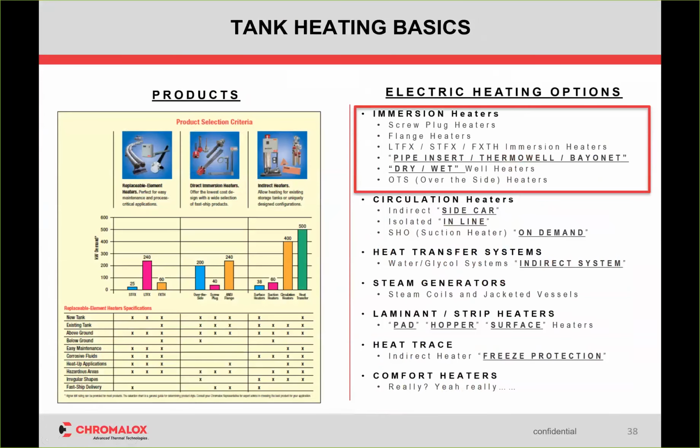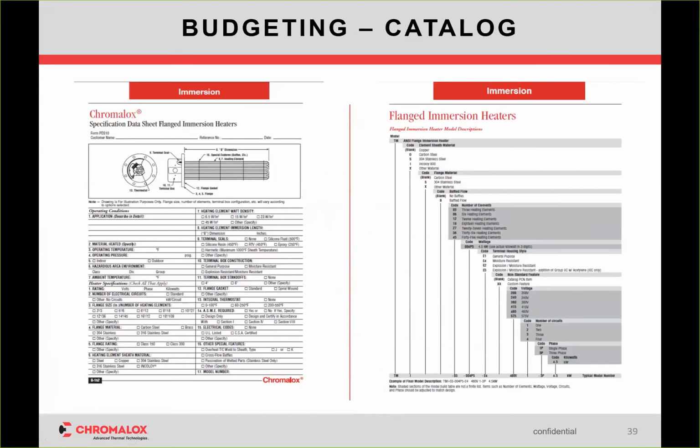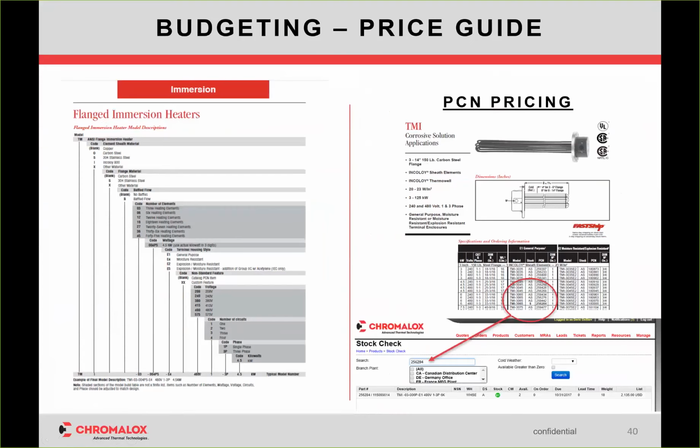Let's talk about budgeting. I'm going to focus on immersion heaters now. As a quick reference, you've got your data sheet. We'll start with basic flange heaters in the catalog. They break down nicely. They also price that way too. You may or may not realize that. So if you take what we call base TCNs or base price, find something similar to what you want.